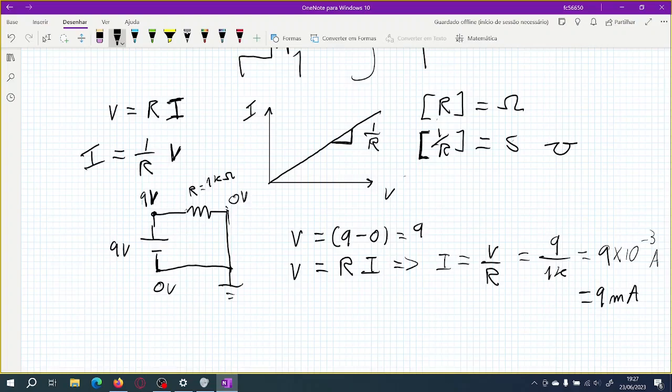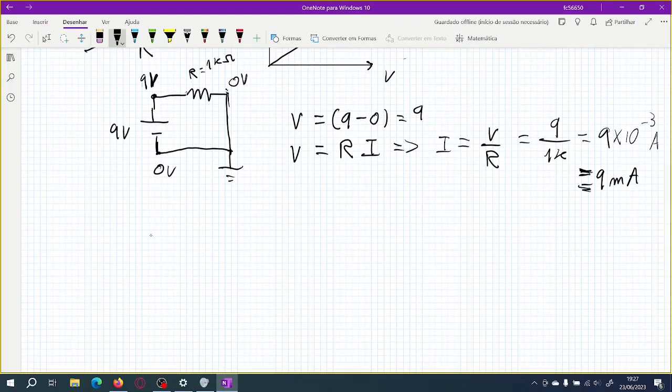And this is typically the values that you will encounter in electronics. So voltages are in volts, resistors are in kilo ohms or mega ohms, and currents in milliamperes or microamperes, not the whole ampere. A whole ampere is lots of current. So this way you can see that you can calculate the current across a resistor.